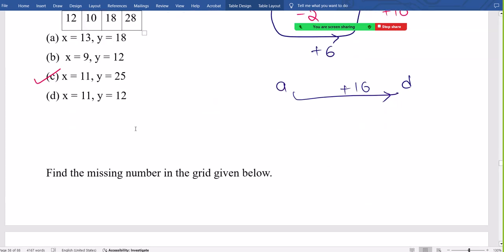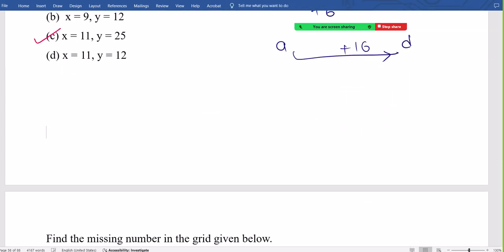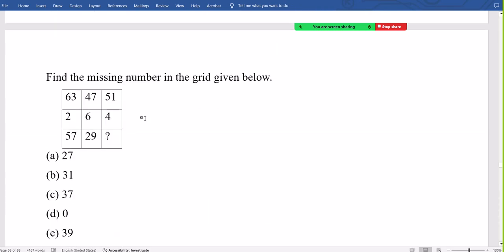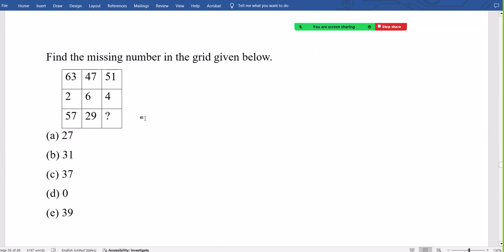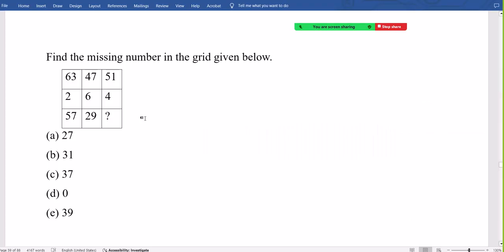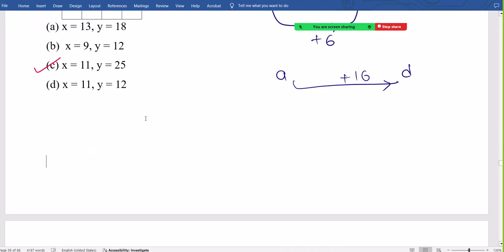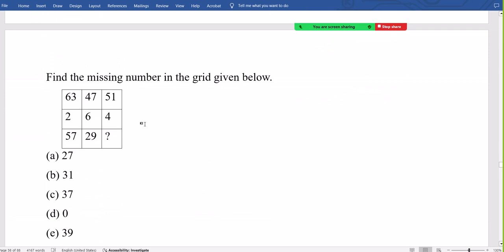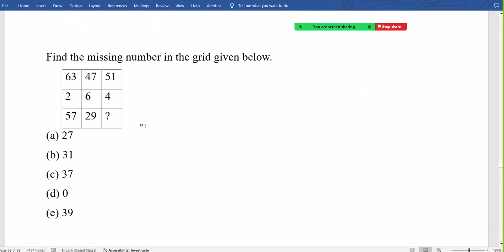Right, so let's see about the next one. Yes, what about this question's answer? Answer given, option C for the previous one. Yes, perfect. Yeah, this question please.